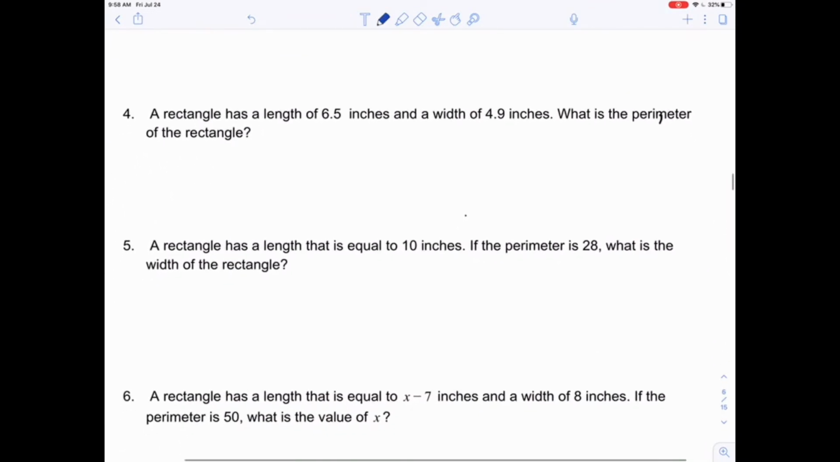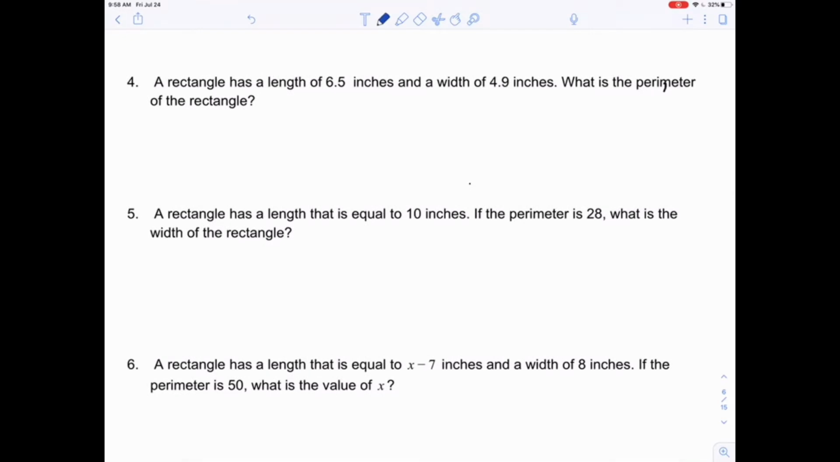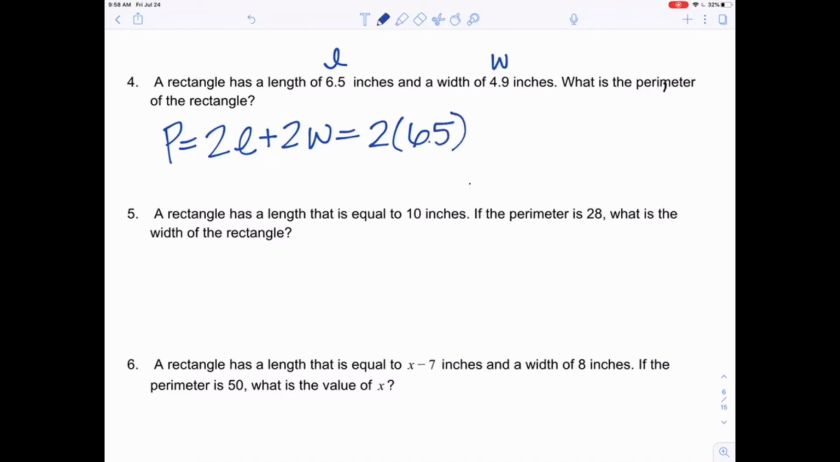So now we have some examples with rectangles. It says a rectangle has a length of 6.5 inches, so length, and a width of 4.9 inches. Width. What is the perimeter of the rectangle? Well, I know that perimeter for a rectangle is P equals 2 times the length plus 2 times the width. So I'm just going to plug everything in. 2 times 6.5, not 6 plus 5. Sorry, 6.5 because that's the length, plus 2 times 4.9 because that's the width.